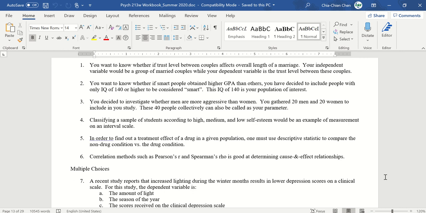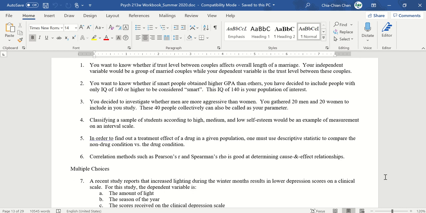This is basically you set your standard. You say that everybody that has the IQ of 140 is considered as smart. Okay, so that would be your criteria of inclusion to be considered as quote unquote smart. So that would not be your population of interest, that would be your criteria. Okay, so number two is also false.